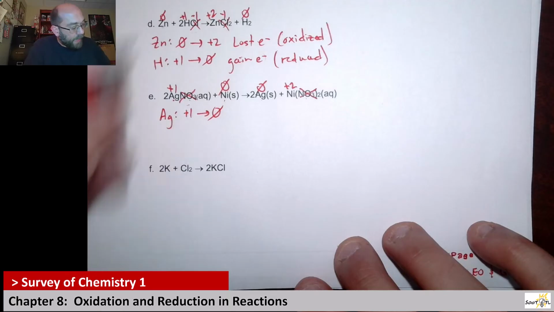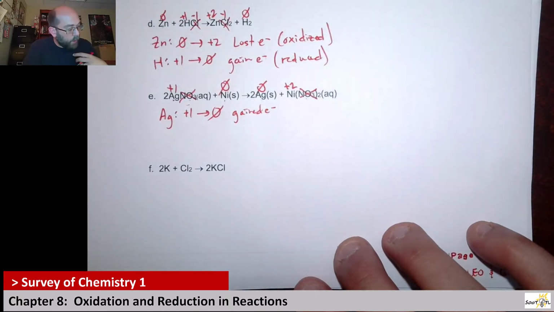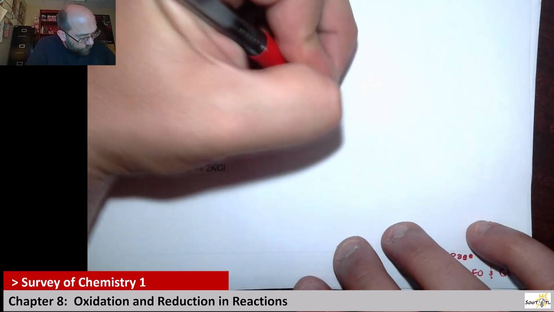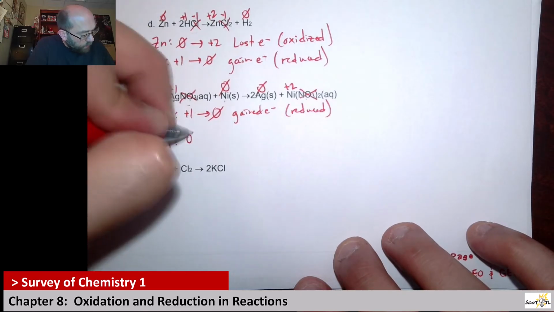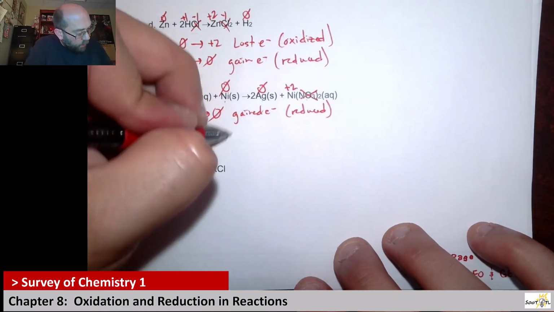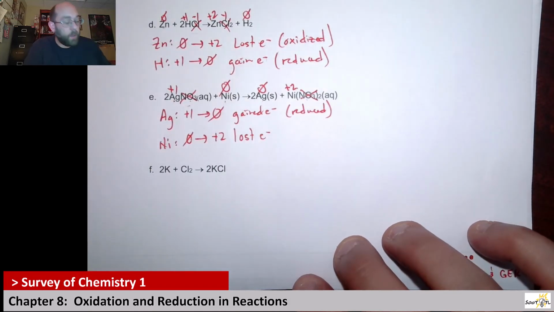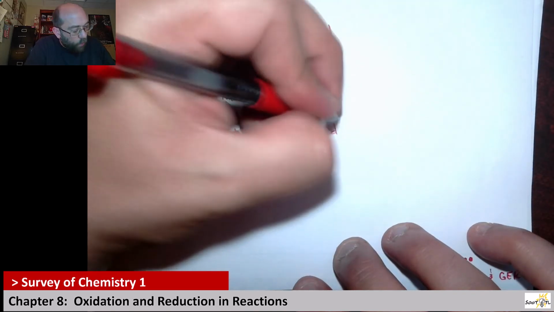So if we look at what happens, silver goes from +1 to 0. So what does that mean? It gained electrons. Therefore, GER, G-E-R, it was reduced. Nickel, it went from 0 to +2. It lost electrons. So LEO, L-E-O, means that it was oxidized. That's what the O stands for.